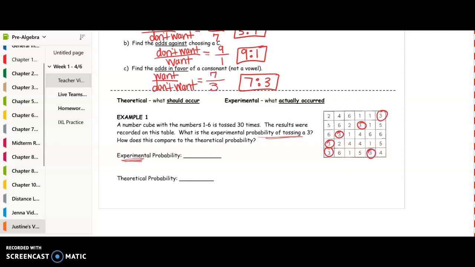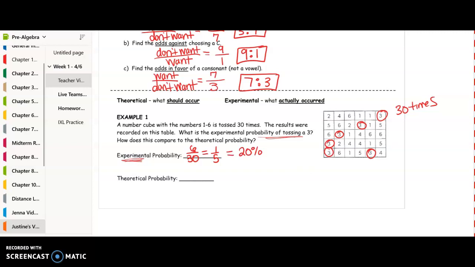Okay, we know they tossed it 30 times. Okay, so out of 30, they got 6 threes. So they got 6 out of 30, which means that's 1 over 5 if we simplify it. Okay, so what's the experimental probability that they got a 3? It's 20%. Okay, so they got a 3 20% of the time.